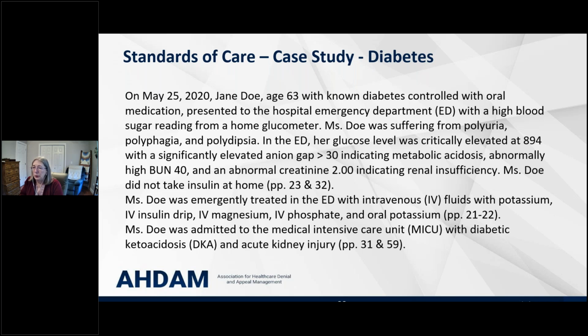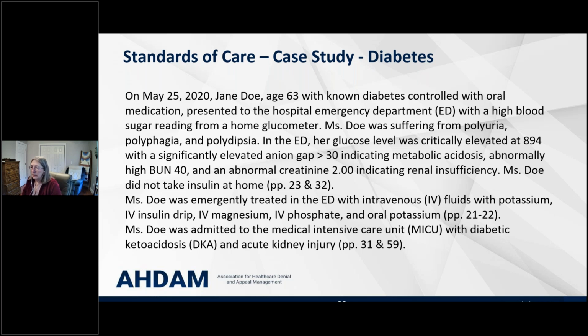So on May 25th, 2020, Jane Doe, 63, known diabetes, controlled with oral medication at home, presented to the hospital ED with a high blood sugar reading from her home glucometer. She was suffering from polyuria, polyphagia, polydipsia. Her glucose level in ED was critically elevated at 894. And she had a significantly elevated anion gap greater than 30, indicating metabolic acidosis. Abnormally high BUN of 40, and abnormal creatinine of 2, indicating renal insufficiency.